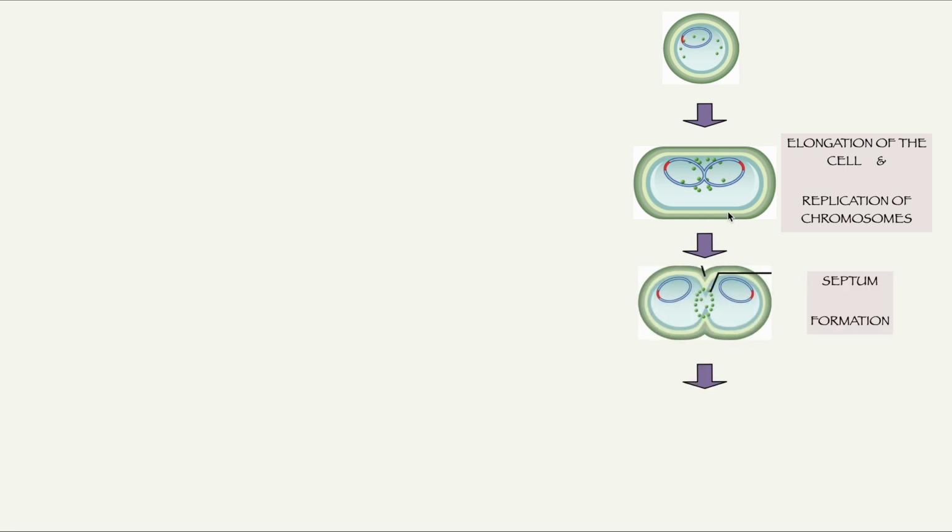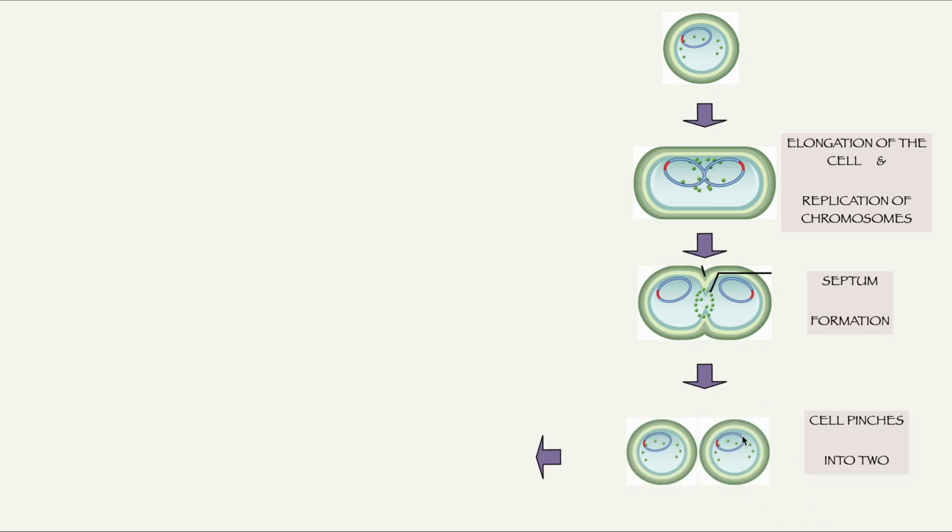After that, there is a septum formation. Basically, the cell membrane that's surrounding the cell is pinching off. And the cell pinches into two. And also there is a septum formation in here. So that creates two cells.